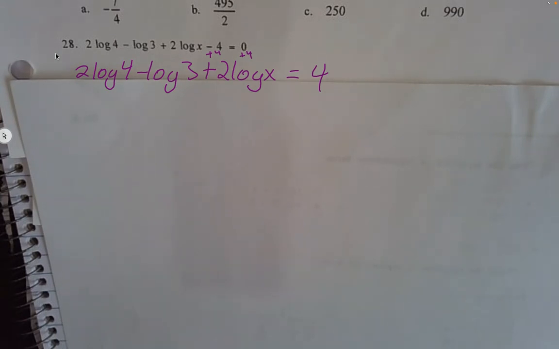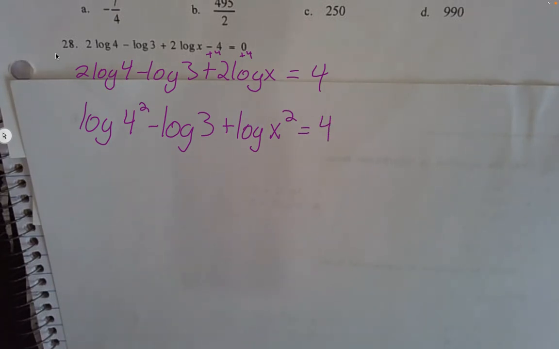Now, a number out front, what do you do with it? Make it an exponent. Okay? So I'm going to do that for any of them that have a number out front. So that's log 4 squared. I don't do anything with that one. And then this one becomes a log of x squared. Here we go. Now I'm going to put them all as one log. Is everybody good with this?